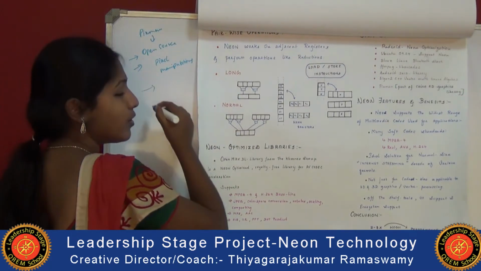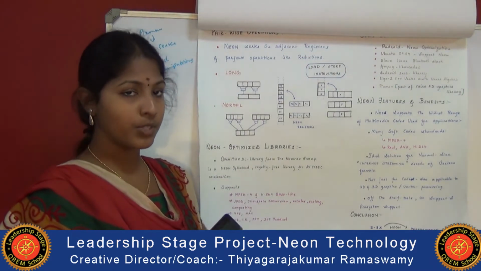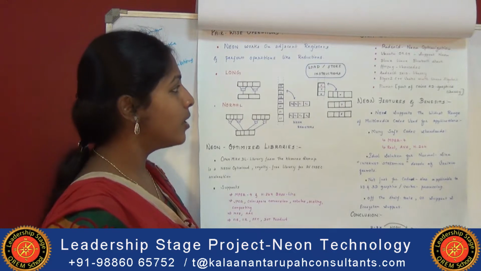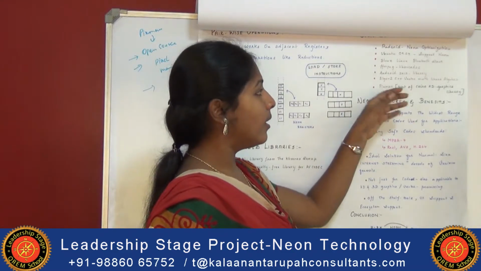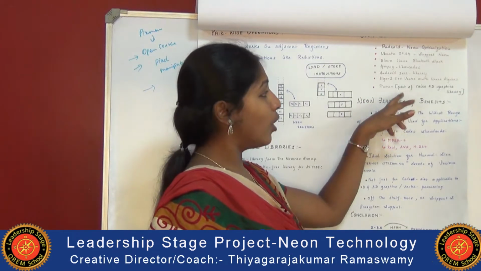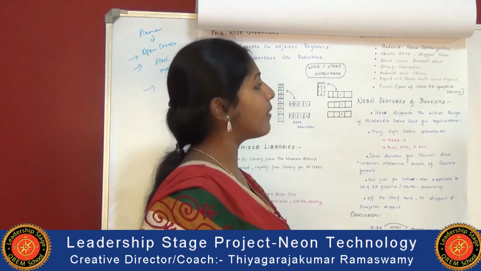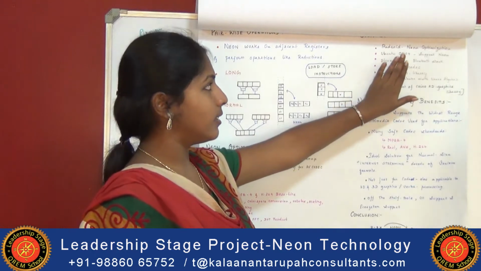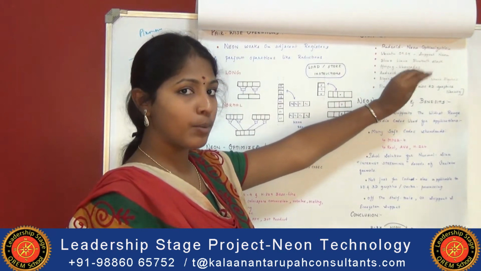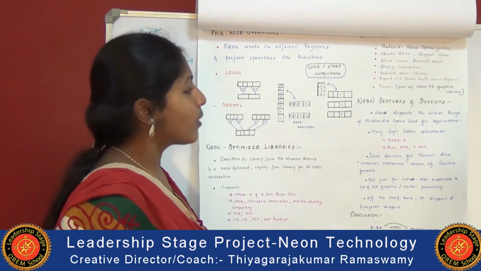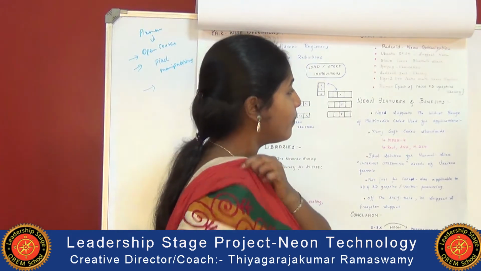Which is particularly used for pixel manipulation, for image compositing and any trapezoid rasterization. So the main worker for this pixel is the Cairo 2D graphics library. It is a library which is particularly for graphics, and this is an open source community which supports this Neon. Next we come across Neon features and benefits.